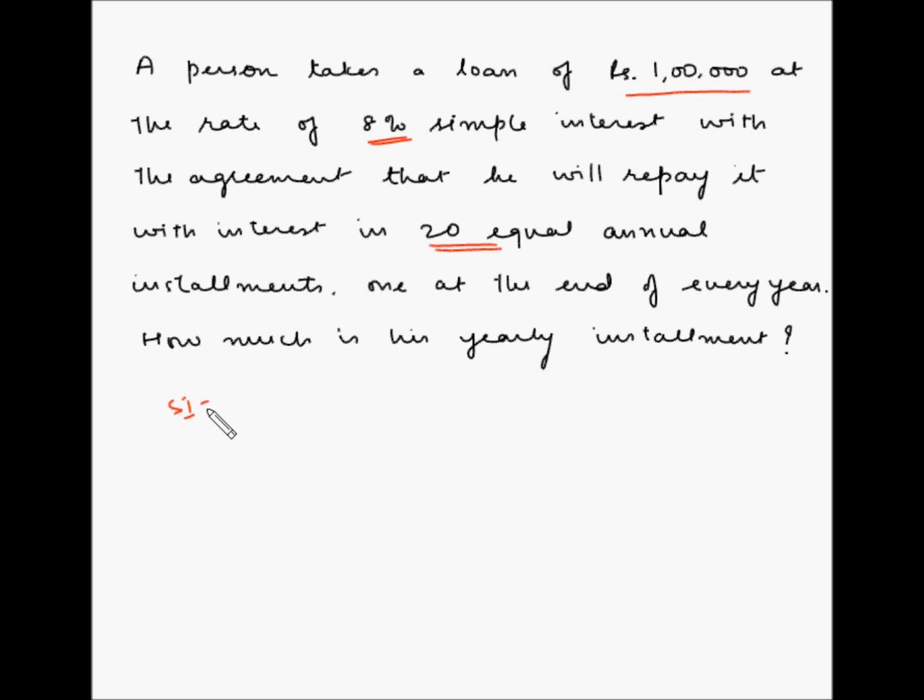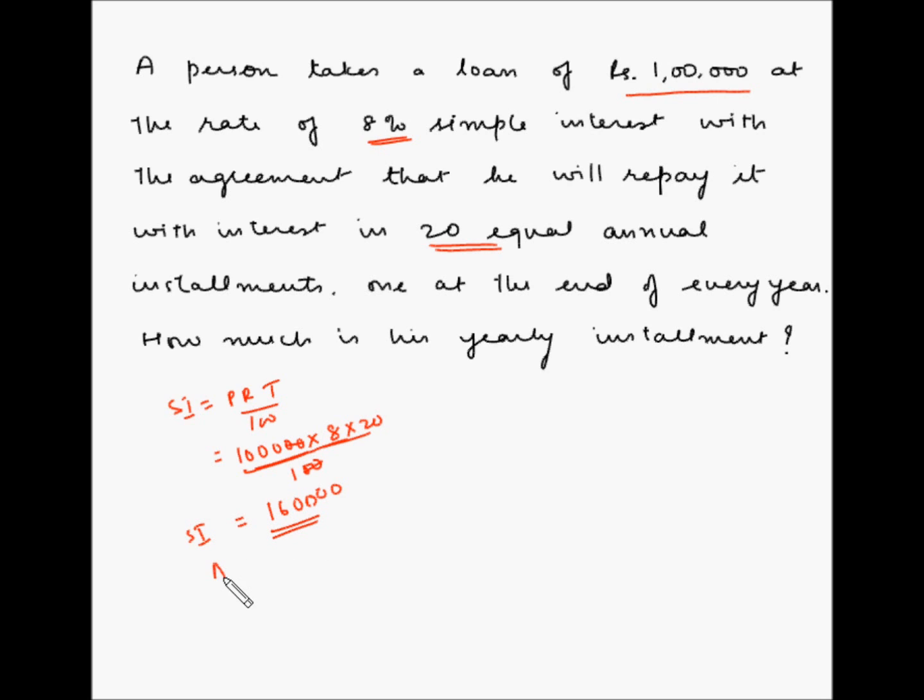So simple interest is equal to PRT by 100. P is 100,000 multiplied by R, which is 8 multiplied by 20 divided by 100. So this becomes 8 2s are 16 and then 1, 2, 3, and 4 zeros. So the simple interest is this much.